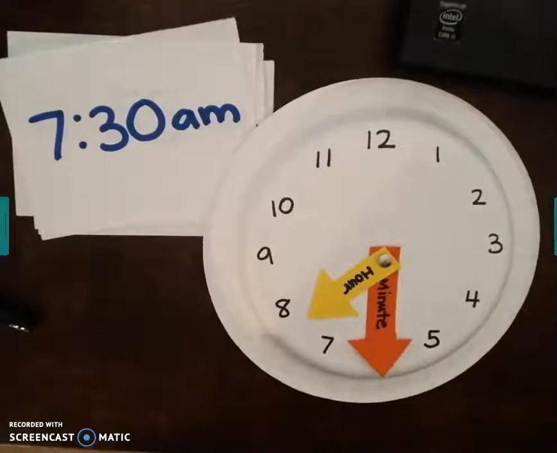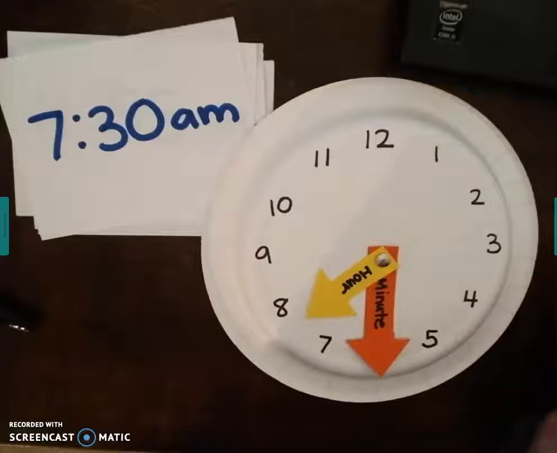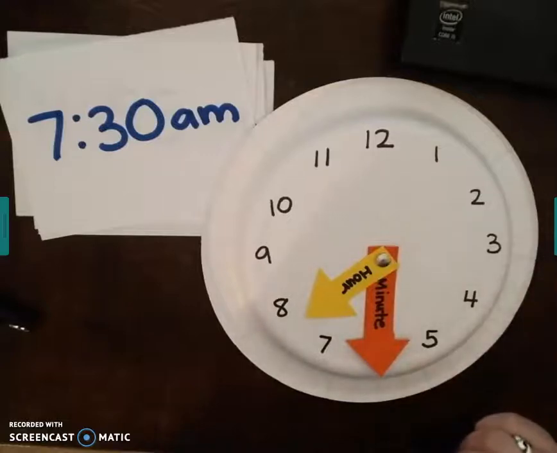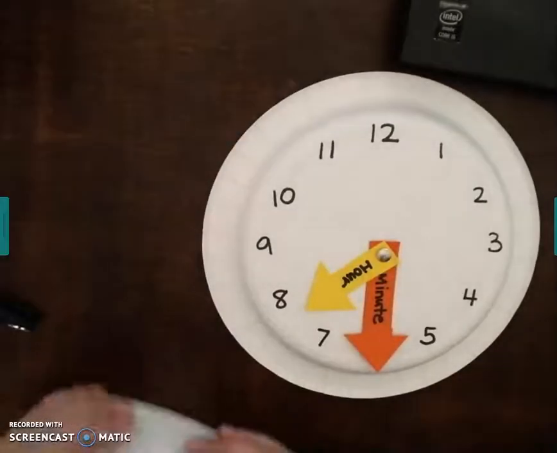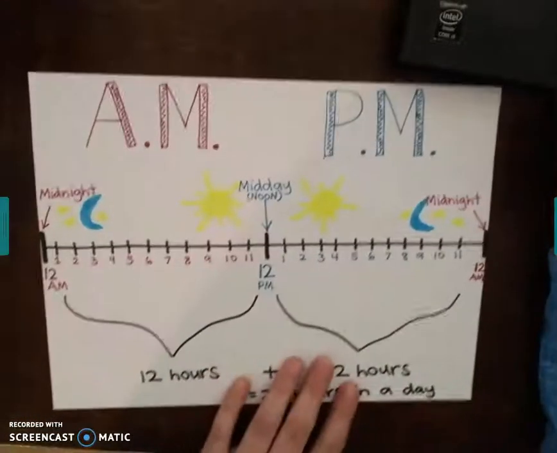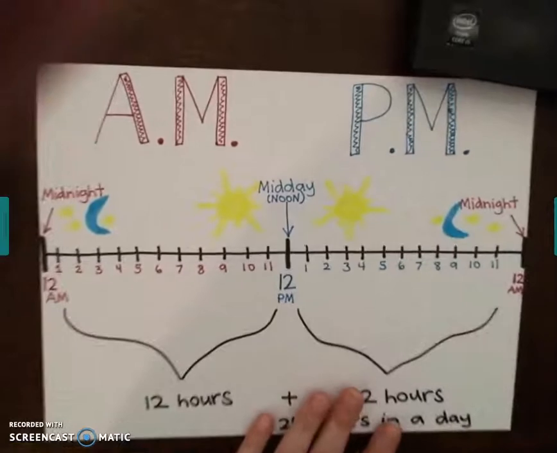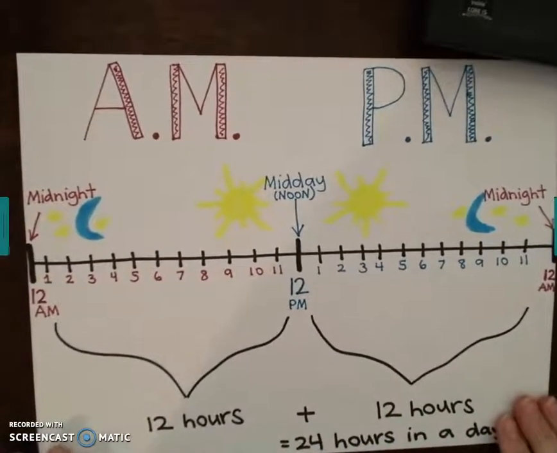All right, I want you guys to practice if you have a paper plate at home or if you have your own personal clock. I want you guys to practice with your family members, brothers and sisters, or just practice telling time by yourself. The next thing we're going to look at is AM, PM. So most of you have probably seen a chart similar to this. Most of your teachers have probably used this one. But this talks about AM and PM.